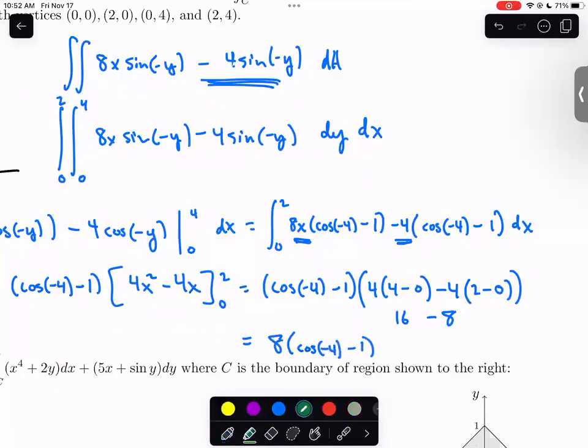Of course, you could distribute that if you want and keep on playing with it, but this is where I would probably punch that into my calculator. Again, make sure your calculator is in radians to get a final answer.